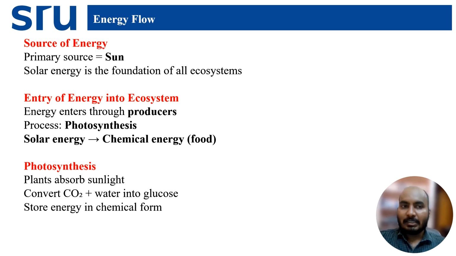It begins with the sun, the primary source. Then it moves into the plants, which are the primary producers. Then it moves into the animals, which are the primary consumers. And finally, it leaves the ecosystem as heat. The last output is heat.